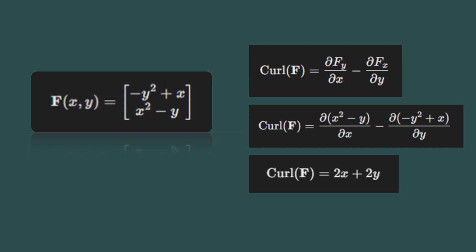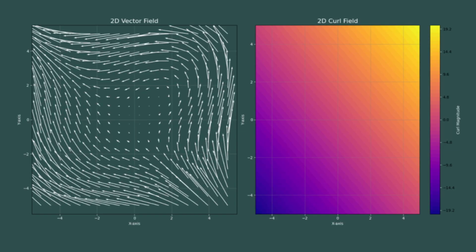This result means the curl varies linearly across the plane. Positive curl indicates counterclockwise rotation, negative curl indicates clockwise rotation, and zero curl means no rotation at all. In the visualization, you can see the vector field on the left, represented by arrows that indicate the flow direction and magnitude. On the right is the curl color map. Here, the intensity of the colors shows the magnitude of the curl, while the shading distinguishes between positive and negative values. Bright areas indicate stronger curl, while darker or neutral areas suggest weaker curl or no rotation.